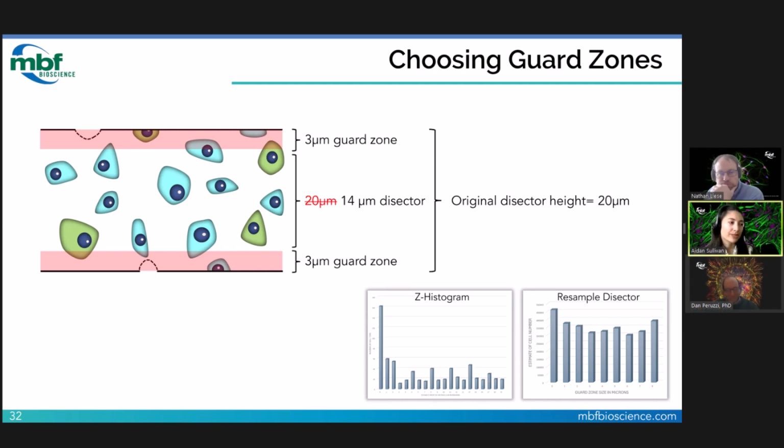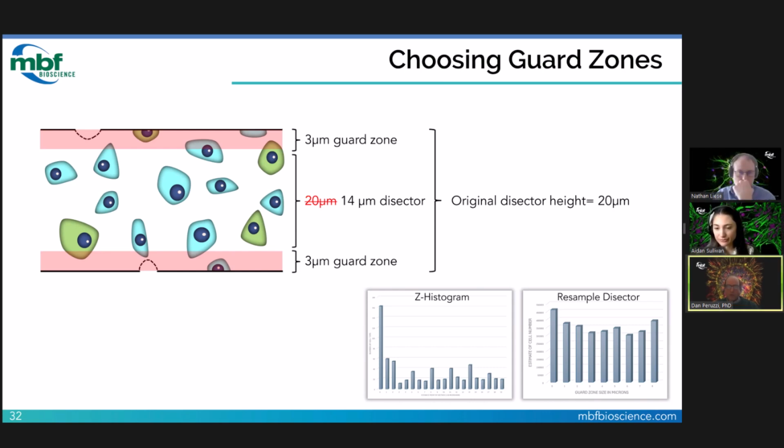Okay, so in that case, I have determined using my empirical thickness measurements that I have 20 microns to work with from the top of my tissue to the bottom of my tissue. And if we were going to introduce 3 micron guard zones on the top and the bottom of my sampling sites, that would remove 6 microns to work with in my dissector. So 20 minus 6 leaves me with 14 microns for a dissector height if I wanted to add guard zones for the rest of my study.